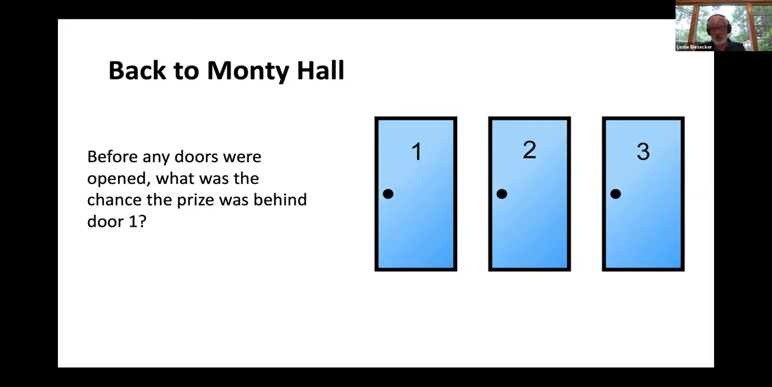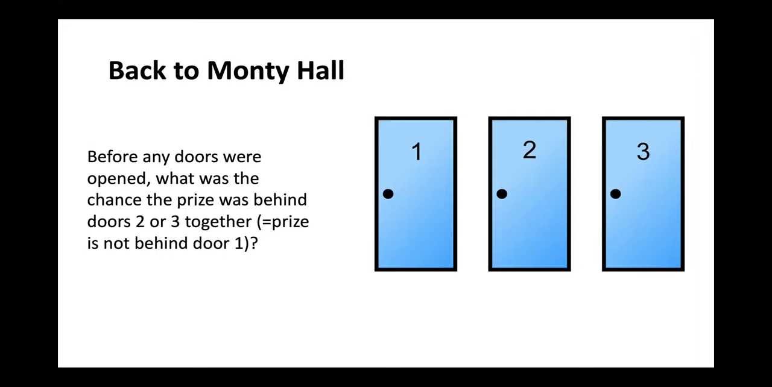Now I'm going to ask a weird question. All right, that's 1 in 3. Before any of the doors were open, what was the chance the prize was behind either door 2 or door 3, which is the same as saying, what's the likelihood that it wasn't behind door number 1, Jenny? Okay, let me think of it. So the likelihood it's not 2 and 3. Two and three. I agree with you. Okay. So if you had picked door number 1, the likelihood you were right was 1 in 3, and the likelihood that you were wrong is 2 out of 3.